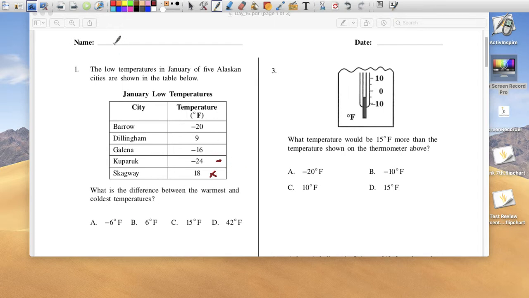So if you had a number line, and you had negative 24 on this side, and somewhere over here is 0, somewhere over here is 18, and you were to take a long stroll all the way there, what is the difference between those two temperatures? Well, from 0 to 24 there's 24, and from 0 to 18 there's 18. So if you add those two, the difference is 42 degrees.